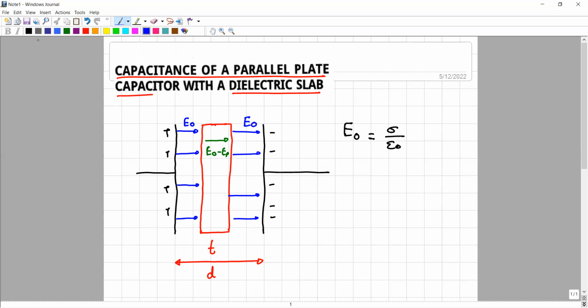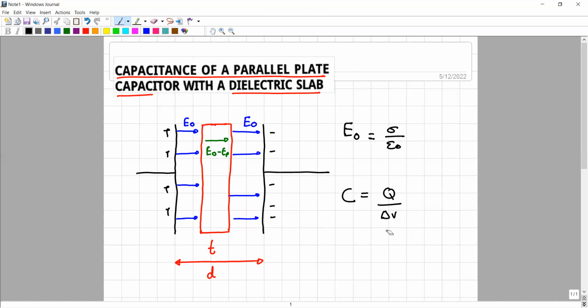Now, what are we supposed to find? We are supposed to find capacitance. And you know that capacitance is equal to charge over the potential difference between the plates. Now, what is the potential difference between the plates? Let's find this out.